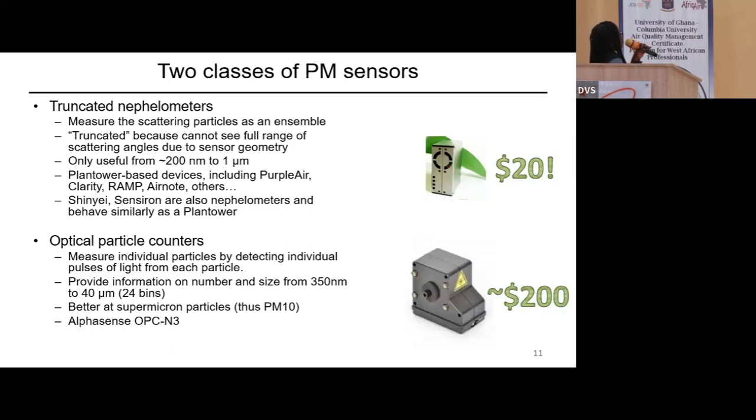We have the optical particle counters. These measure the scattering of individual particles. It also provides information for a larger range, from 350 nanometers to 40 microns. So this particular one will cover our area of interest, PM 2.5 and PM 10, and so on.